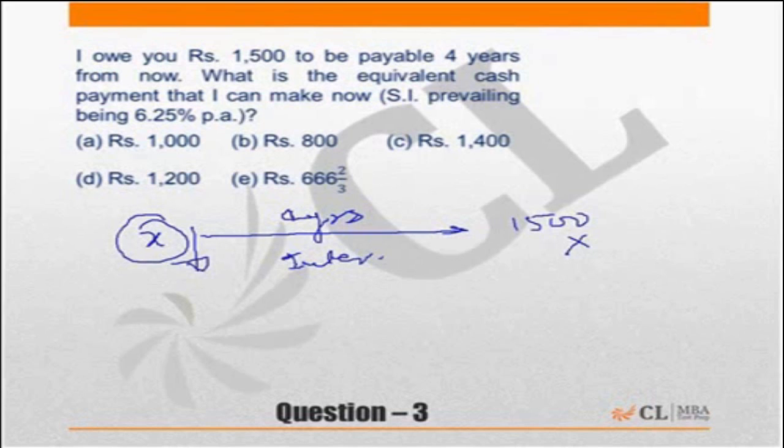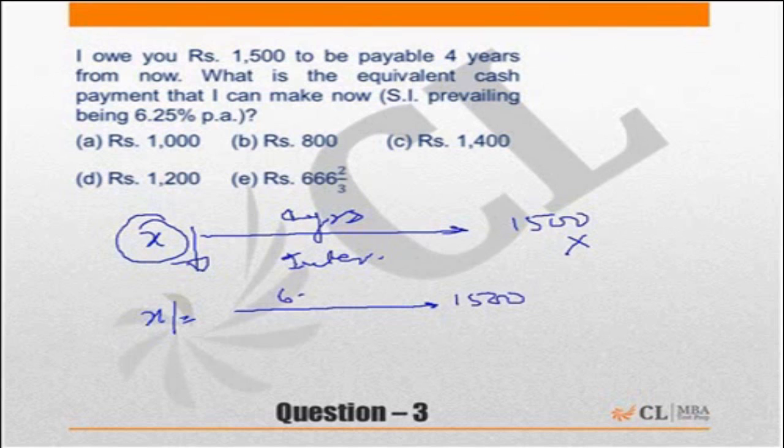In other words, the question is, what is the amount that I should put in bank today? If I put X rupees in bank today, in 4 years it should become 1500 rupees at the rate of 6.25% per annum after 4 years. So what is the value of X?